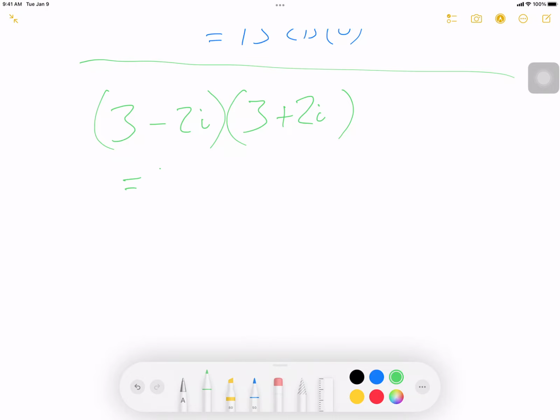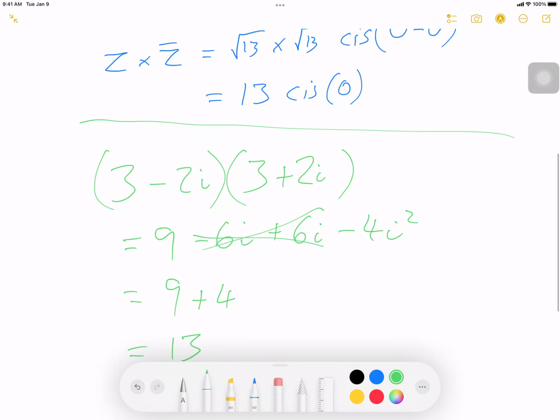So we're going to get 9 minus 6i plus 6i. I'm not using philo, I know, I'm using FOIL. Minus 4i squared. So then we got 9. Oh, cross those out, don't need those. Then that's going to be plus 4 because the i squared turns into a negative 1. And oh, look, I get 13. The same thing.